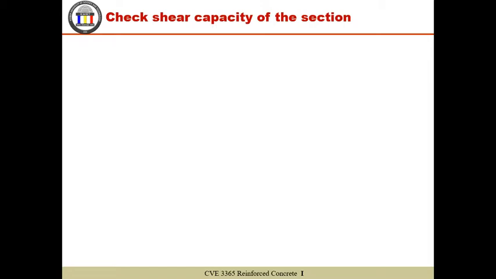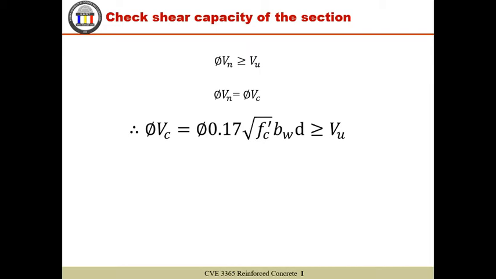In other words, you should be careful that phi Vc is greater than Vu. If you got this, everything will be all right. That means you are happy. If not, just please increase the thickness of the slab. Enlarge the depth of the slab.